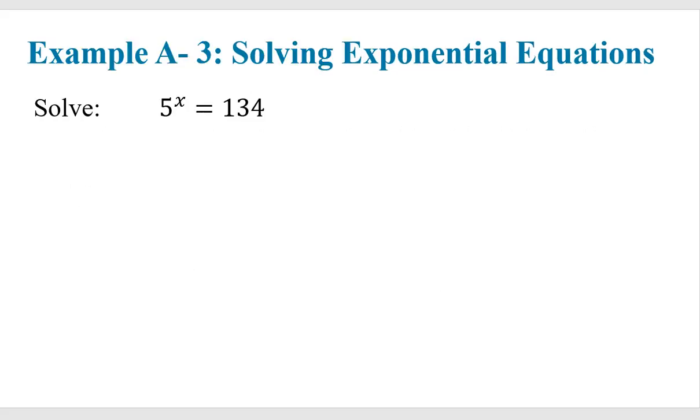All right, so here is my equation. 5 to the x equals 134. Obviously, 134 is not 5 raised to a power. Let's do option 1. So option 1, when it comes to solving, I already have my exponential expression by itself, 5 to the x power. So that means I could automatically just go right into logarithmic form. So this is going to be log base 5 of 134 is equal to my exponent, which is x.